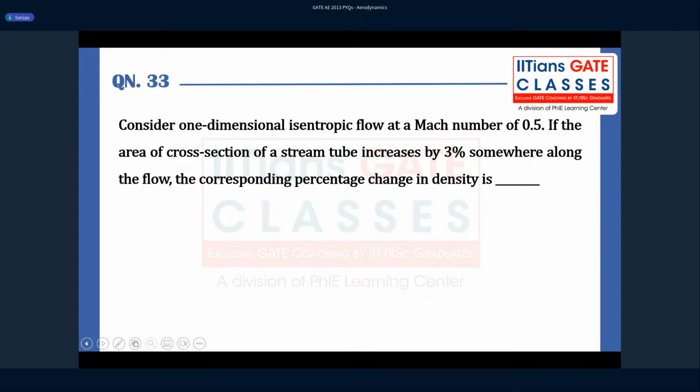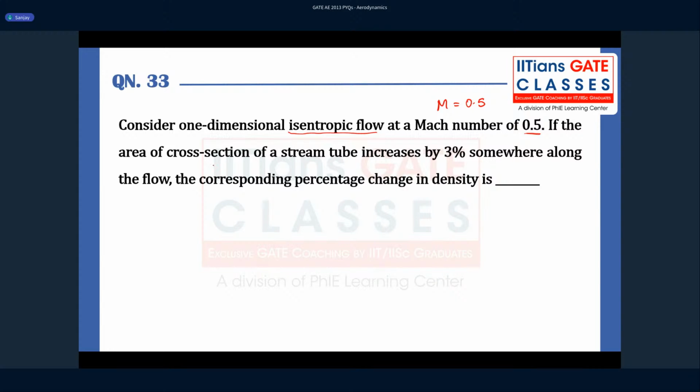Okay, this question is actually from compressible flows, from gas dynamics, but nevertheless we can solve it, right? Let's see what this question is. Consider one-dimensional isentropic flow at a Mach number of 0.5. Okay, so what is the free stream Mach number? Mach number is equal to 0.5.